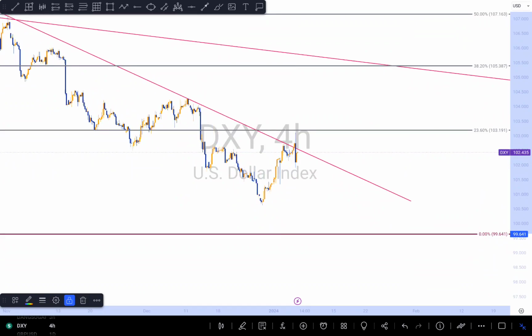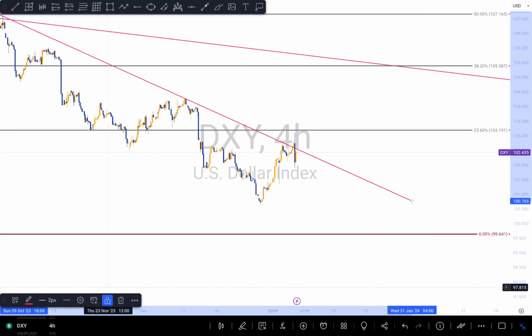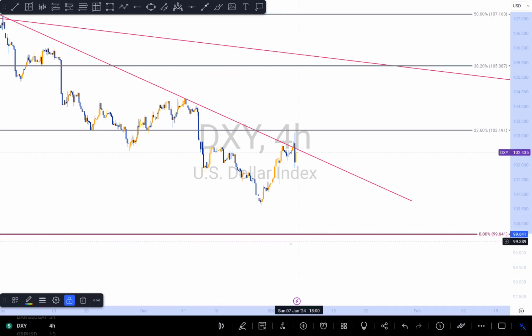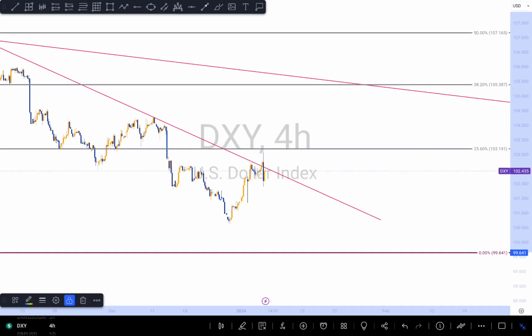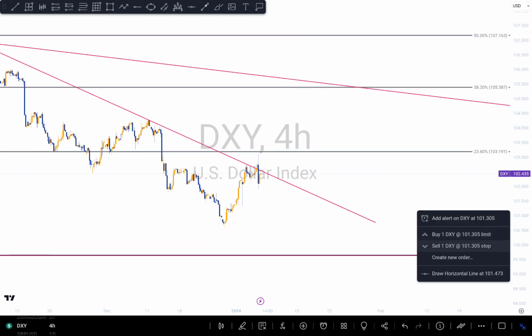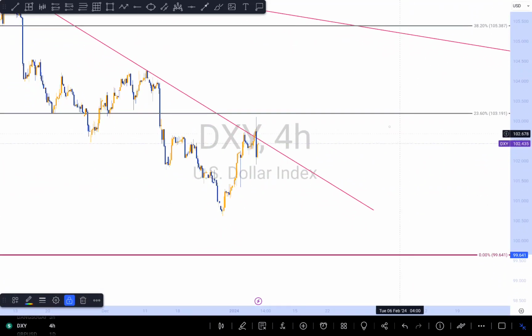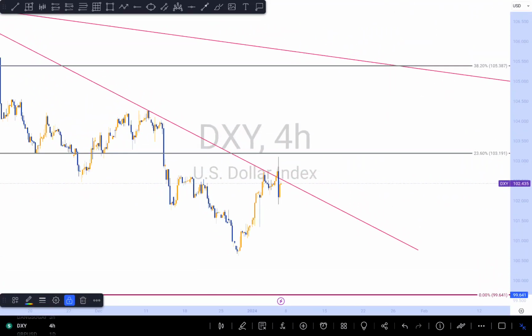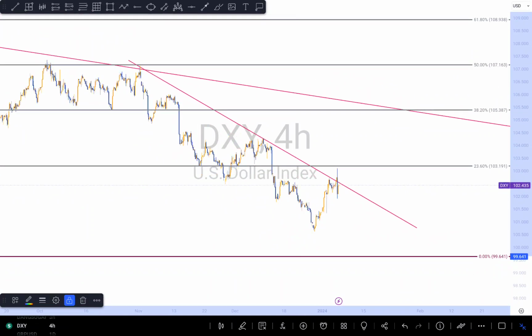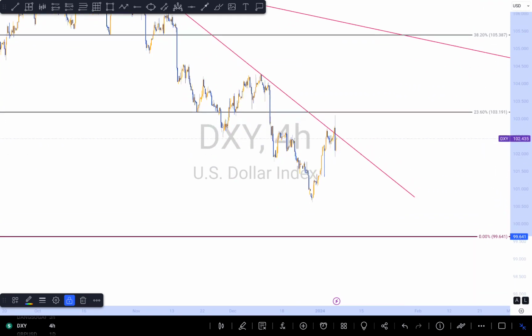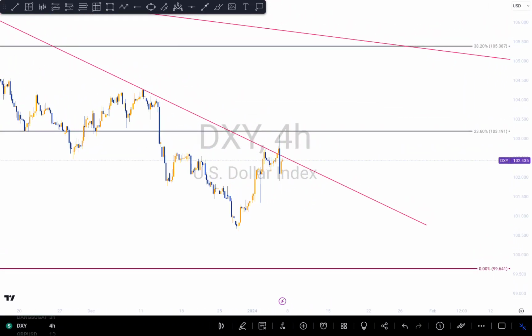So this is another line right here. Let's see. So we can see that on this trend line right here, we have first touch, we have second touch, we have third touch here, right? I'm expecting a push to the downside on the XY, guys.